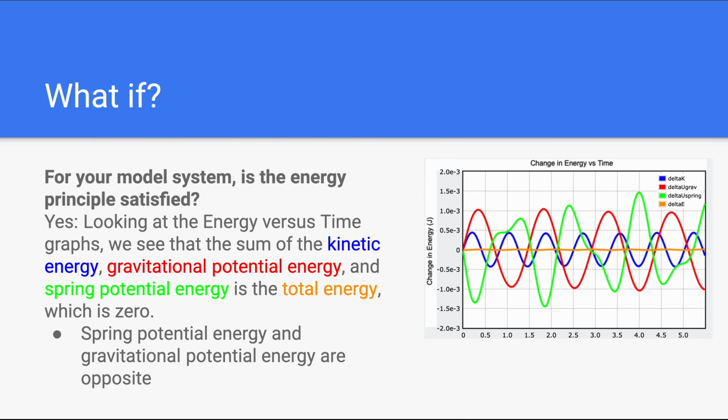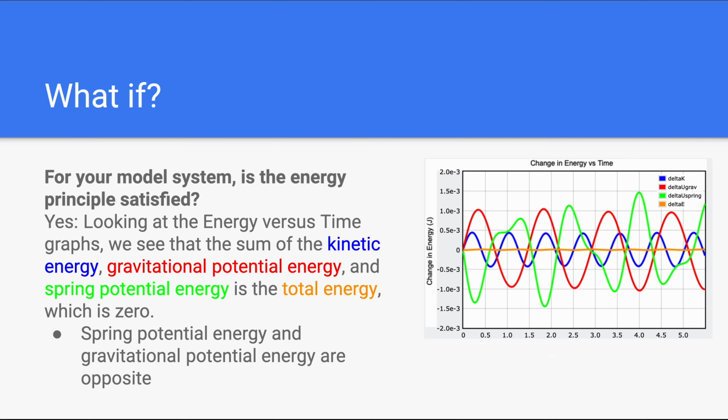Then for my what ifs, for the model system, is the energy principle satisfied? I said yes. Looking at the energy versus time graphs, we see that the sum of the kinetic energy, gravitational potential energy, and spring potential energy is the total energy, which is 0. And we see that all 3 changes in energy kind of oppose each other, which allows them to equal 0 for the total energy.